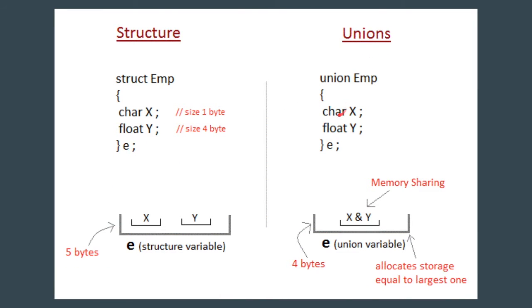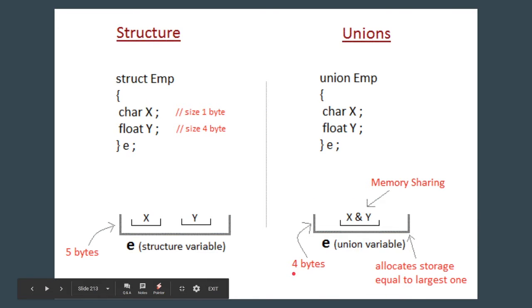Now in the case of unions, it's the completely same structure over here. See, union EMP also has two member variables, x and y, just like the structure had. But in this case, the total memory provided to a union will be different from that of a structure. The size of char is 1 byte, float is 4 bytes, so the larger size is 4. That's why the entire size of the union will be 4 bytes.